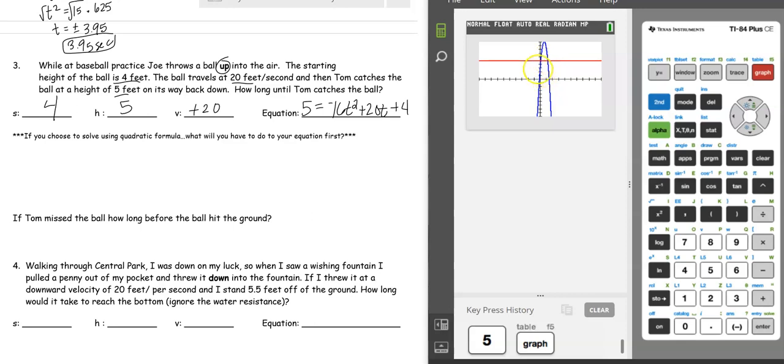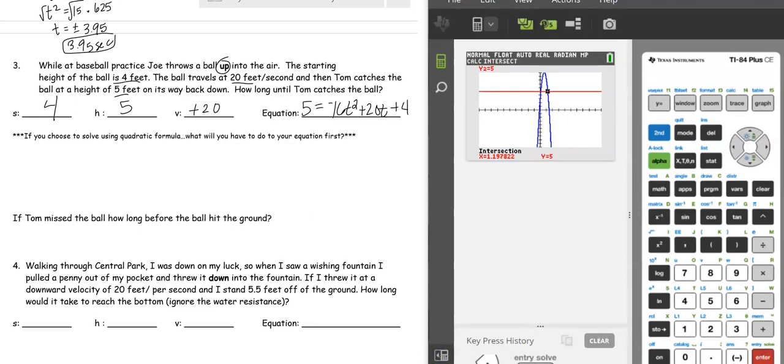Okay, but he releases the ball and he doesn't catch it right away. He lets the ball go all the way up and comes down to catch it. So we're going to do second trace 5. But this one, you actually are going to have to move your cursor towards the second intersection point. So here we have our ball goes up and then down and then at 5. So show your 2 intersection points. This is the one that we want. So it takes 1.20 seconds for him to catch the ball.